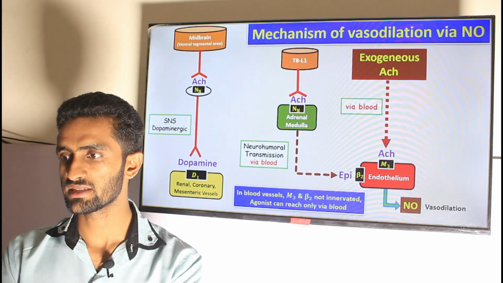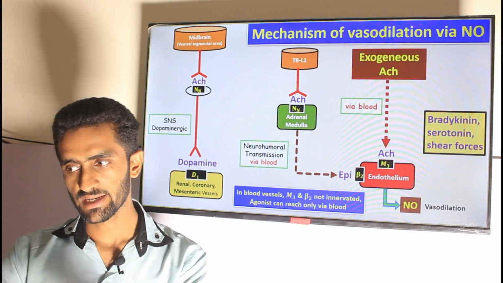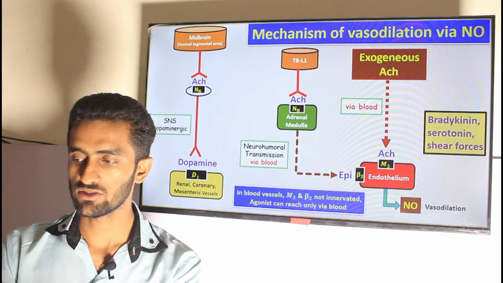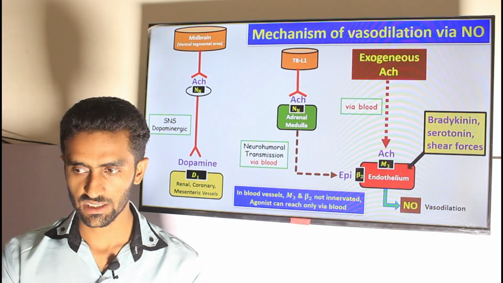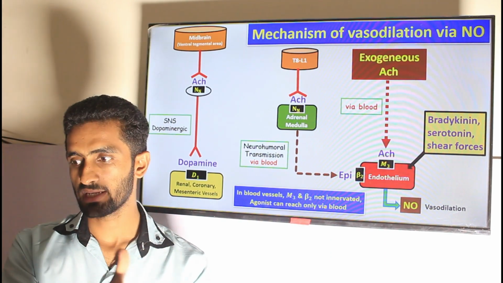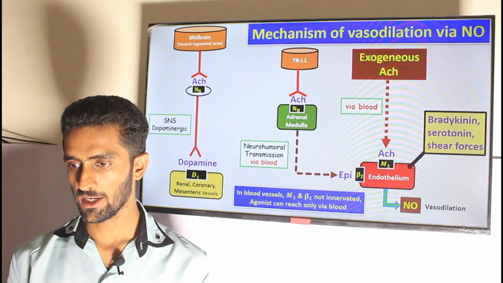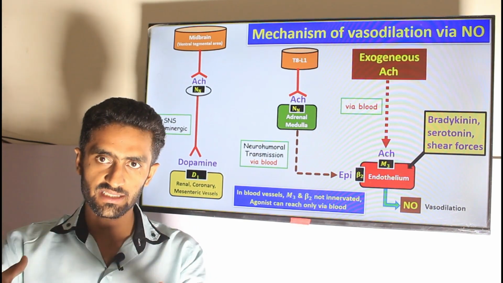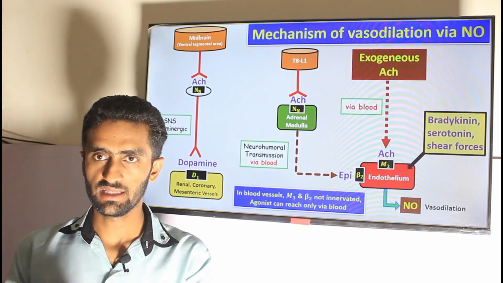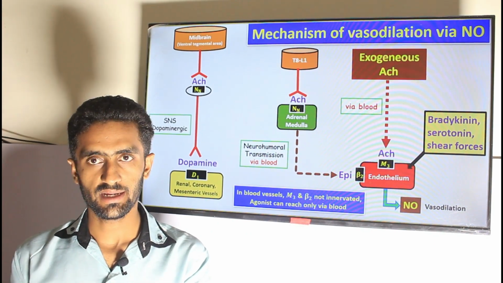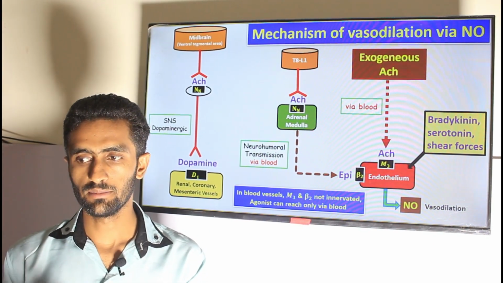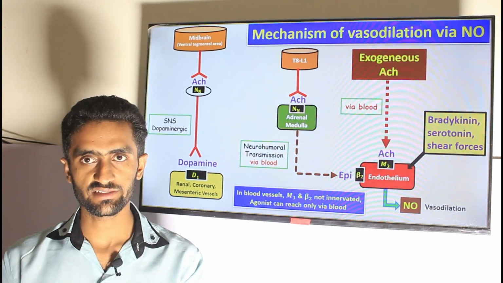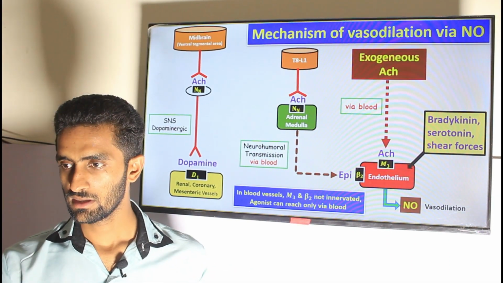So keep this concept clear. Bradykinin, serotonin, and shear forces also stimulate the endothelium and cause the release of nitric oxide and vasodilation. So these are three basic mechanisms regarding vasodilation of the endothelium. I think this is clear. Endogenous acetylcholine coming from the nerves has no effect on M3, and norepinephrine has no effect on beta 2. Only agonists reaching via the blood can act.